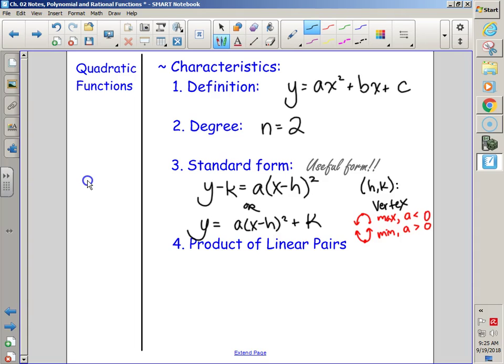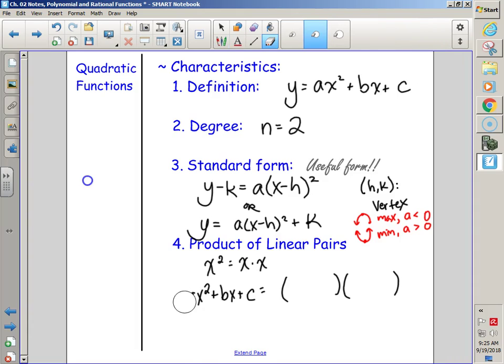Anyway, think about it. Product of linear pairs. In order to get a quadratic, if x squared comes from x times x, you guys agree? So if x squared comes from x times x, doesn't it make sense that there must be a way to take any quadratic and rewrite it as some sort of product of linear pairs? Now I'm going to put a 1 in front just because factoring would be easier.